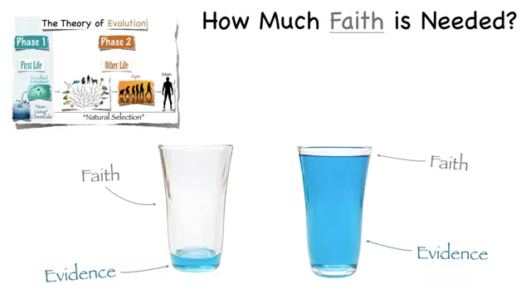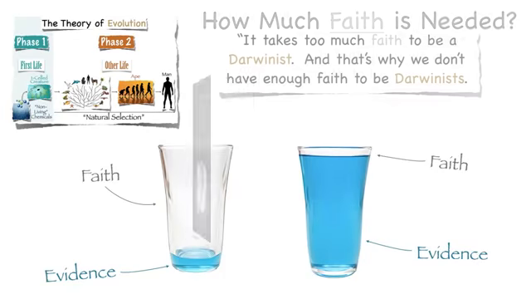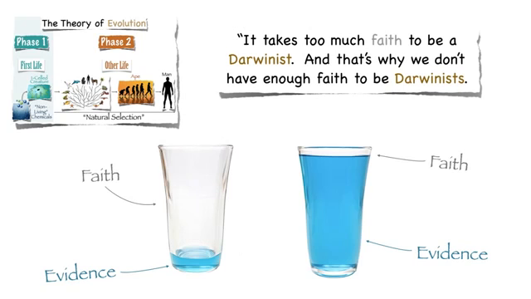I think Norman Geisler and Frank Turek sum it up nicely in their book, the title of which is I Don't Have Enough Faith to Be an Atheist. After pointing out the many problems with Darwinism, they add this statement, which cleverly ties in with the title of the book: it takes too much faith to be a Darwinist. And that's why we don't have enough faith to be Darwinists.